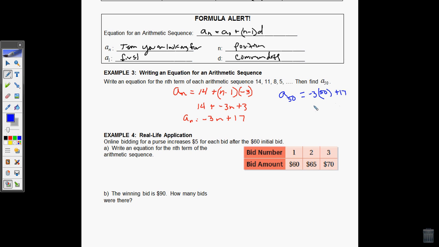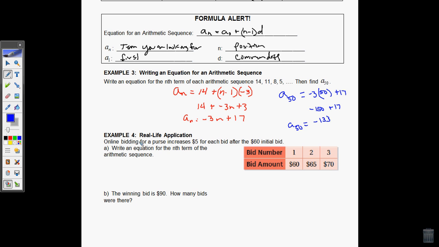So negative 3 times 50 is going to be negative 150, plus 17, which equals negative 133. So the 50th term, a sub 50, is negative 133. Now that would have been crazy to try and do without making a formula. It would have taken forever. Now let's look at our last example.